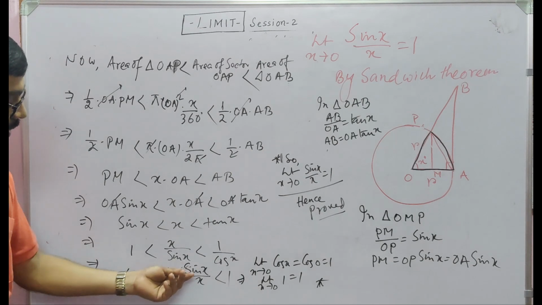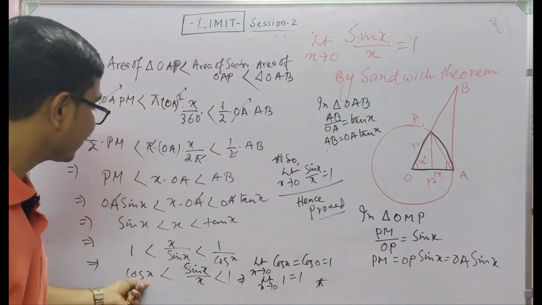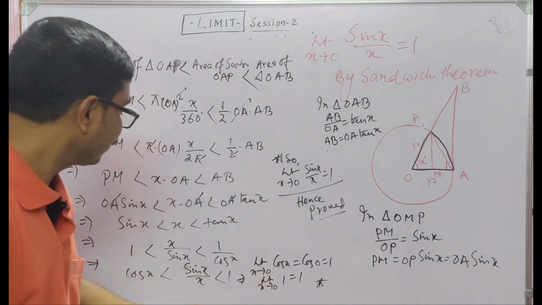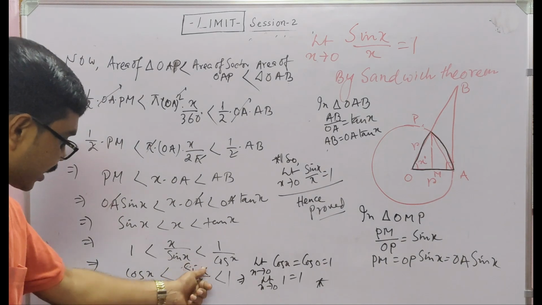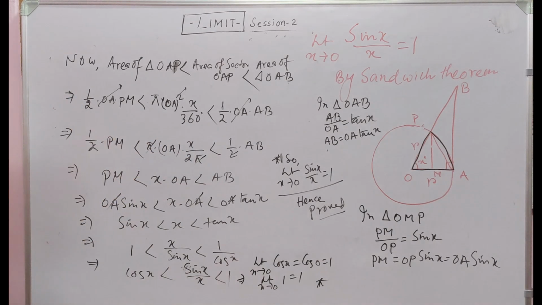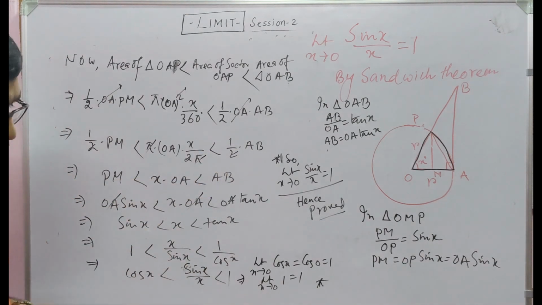Cos x is less than sin x by x is less than 1. The limit x tends to 0 of cos x equals 1, limit x tends to 0 of 1 equals 1. So limit x tends to 0 sin x by x equals 1. It is the sandwich theorem. So we prove that sin x by x equals 1 by the sandwich theorem.